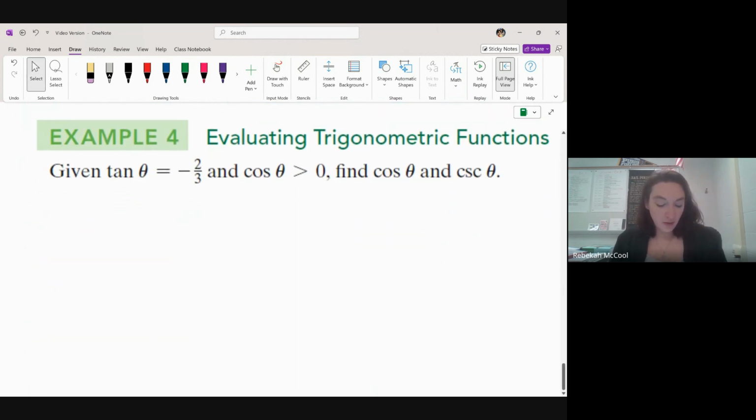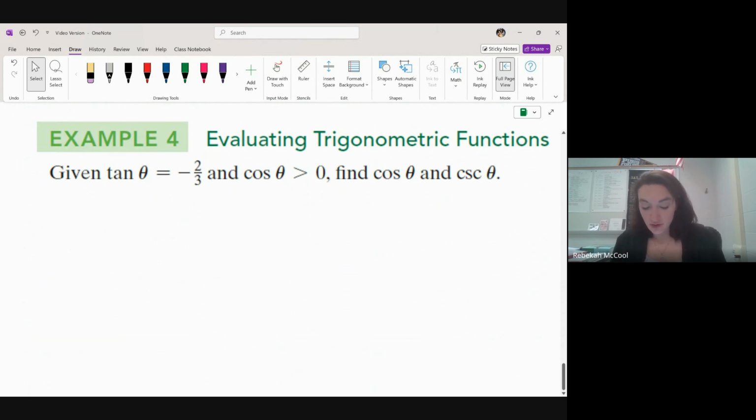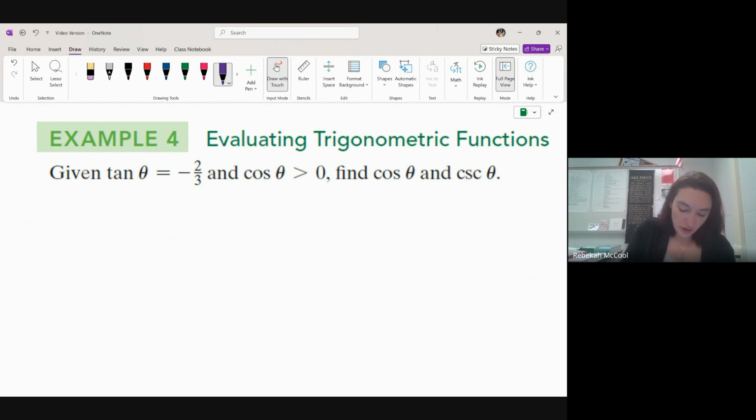All right, last one here. We're given that tangent of theta is negative 2/3 and that cosine is greater than 0. So we're supposed to then find cosine and cosecant. Notice here tangent's negative. So again, tangent is negative in quadrants 2 and 4. And cosine's positive, so that's in quadrants 1 and 4. So once again, this angle has to be in quadrant 4.